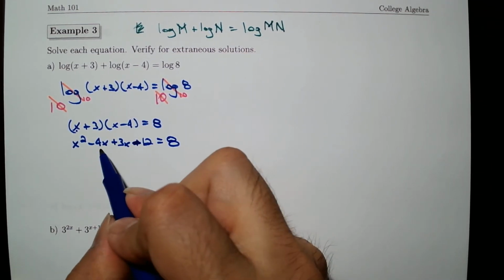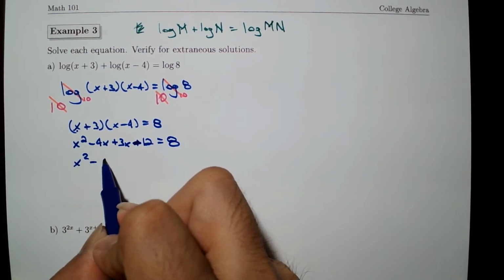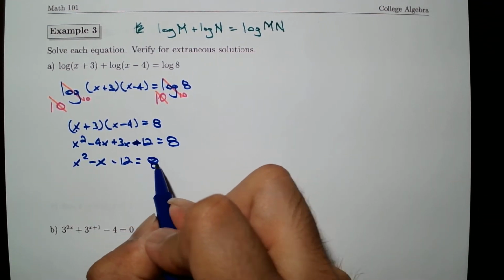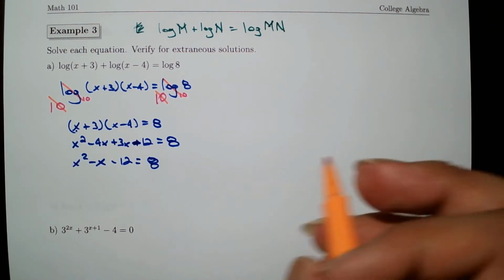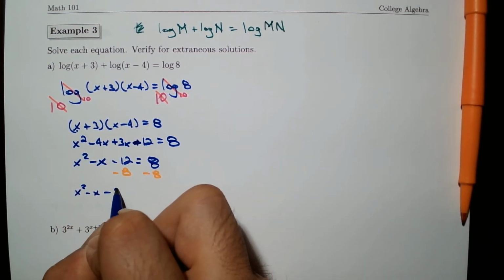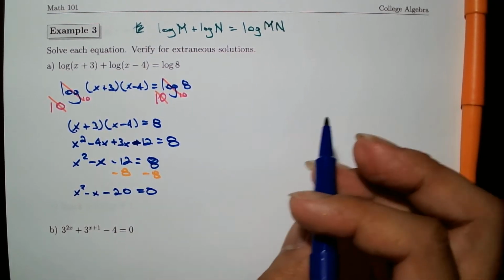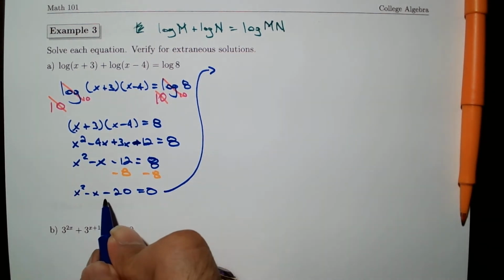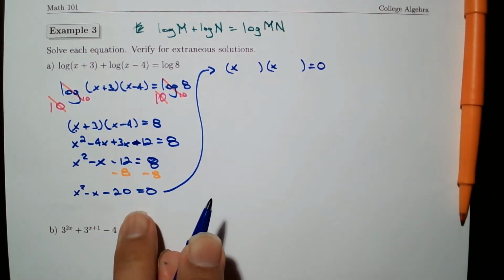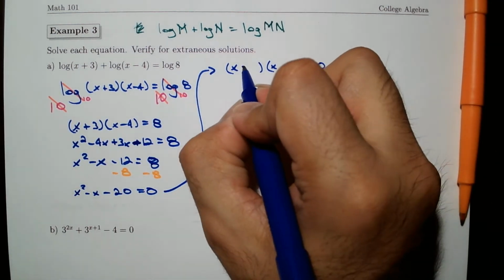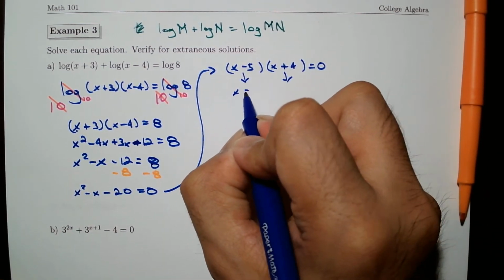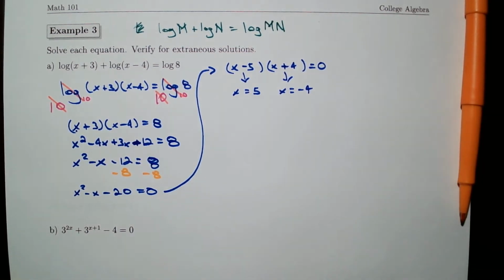So in this case, we are going to combine like terms: x squared minus x minus 12 equals 8. All we need to do now is subtract 8 from both sides. That gives us x squared minus x minus 20 equals 0, and from there we are going to solve this equation by factoring. The good news here is that this equation is nicely factorable, because the factors of negative 20 that add up to negative 1 are negative 5 and 4, which means, using the zero product property, that x equals 5 and x equals negative 4.